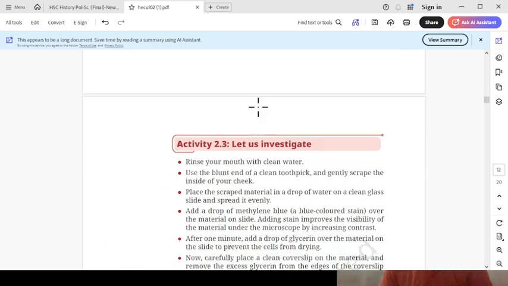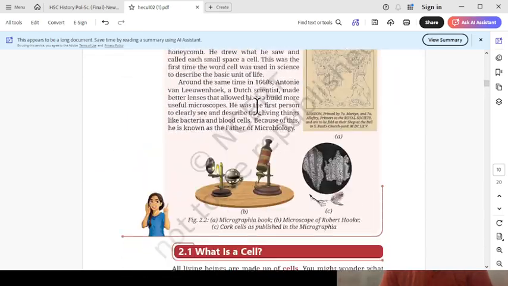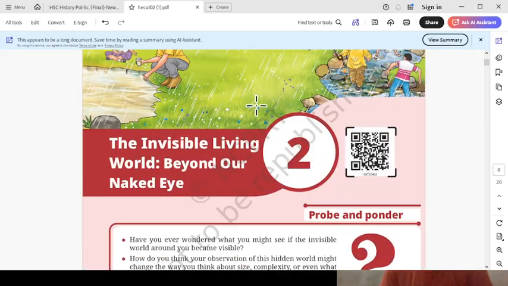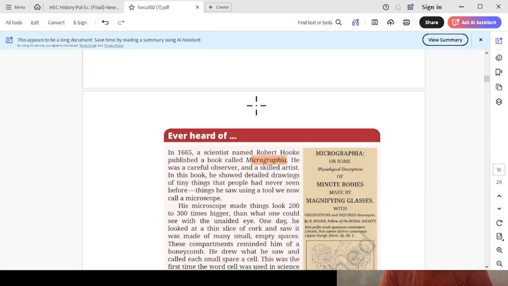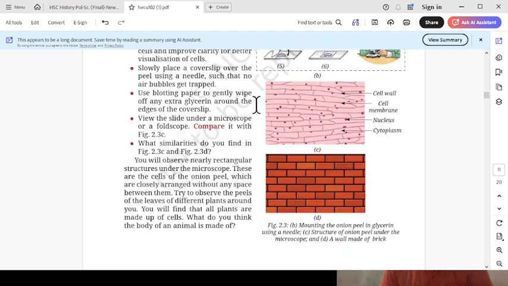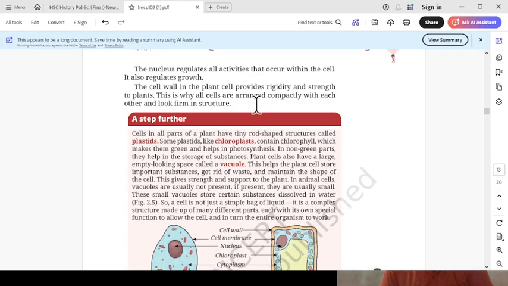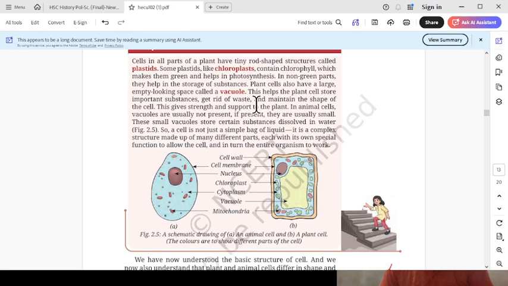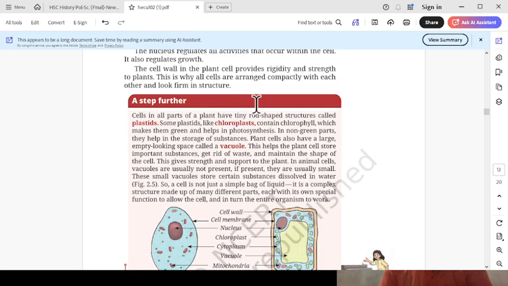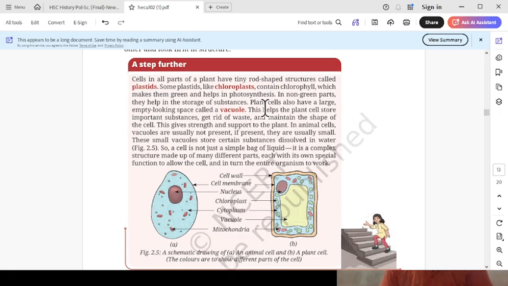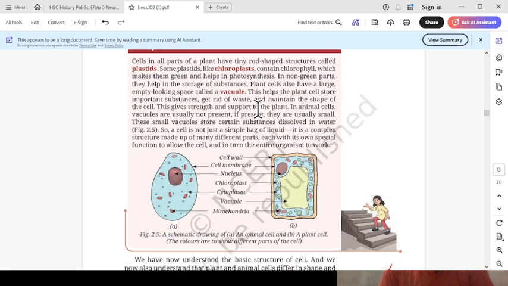So we can now read some basic concepts of cells. In the next class we go to the next section, cytoplasm, and some plastids, chloroplast, vacuole, and some other organelles that are present in cytoplasm. So we do that in the next class.